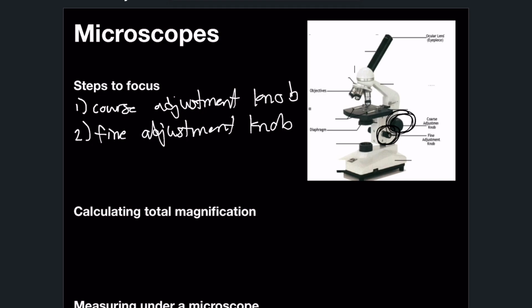And then the third step for focusing, you don't need to do in every scenario, but if the image is too dark, then you want to adjust the diaphragm. When you change the diaphragm, it adjusts the amount of light that gets through past the specimen, which can help you see it brighter or dimmer. So this is the diaphragm right there beneath the plate, which can change the amount of light that gets through.